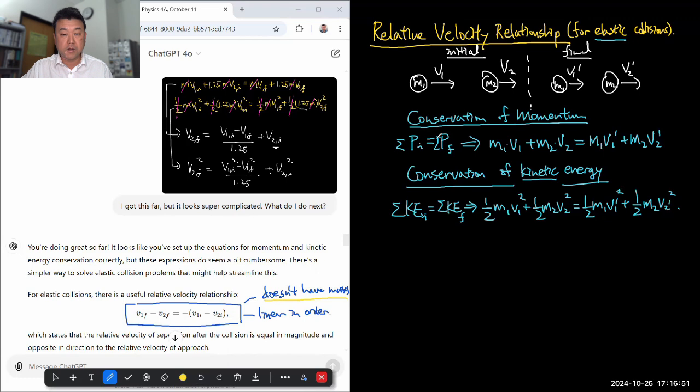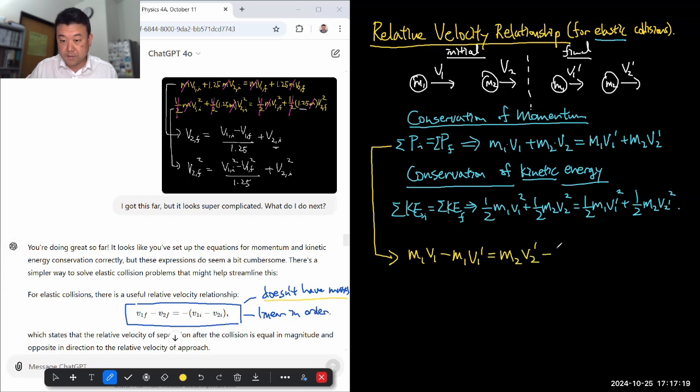So I'll collect all the m1 terms on the left-hand side and all the m2 terms on the right-hand side. Let me do that for momentum. Then I get m1 v1, moving over m1 v1 prime, so minus m1 v1 prime. And I'm moving over m2 v2 to the right-hand side to get m2 v2 prime minus m2 v2.